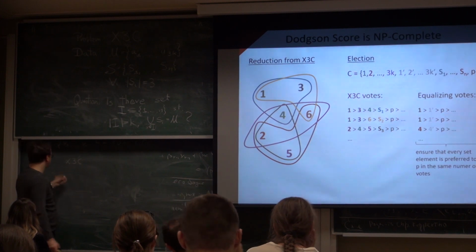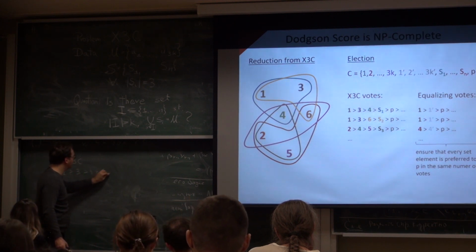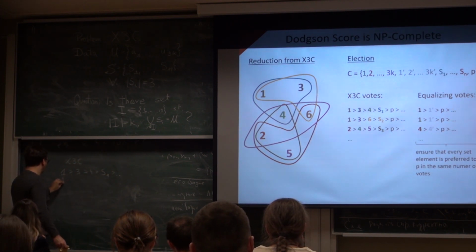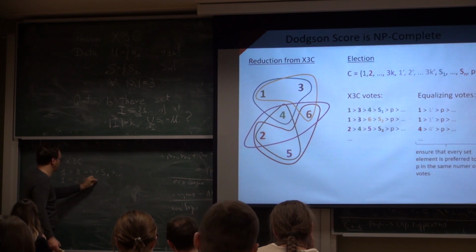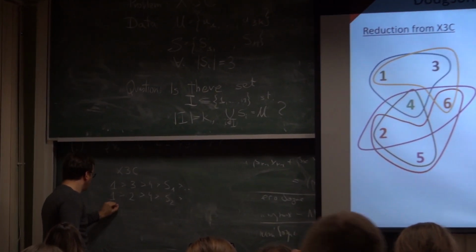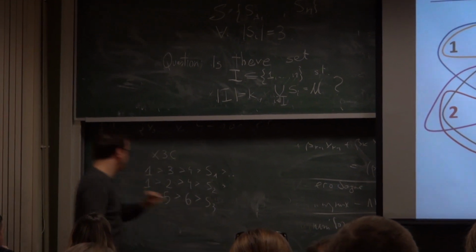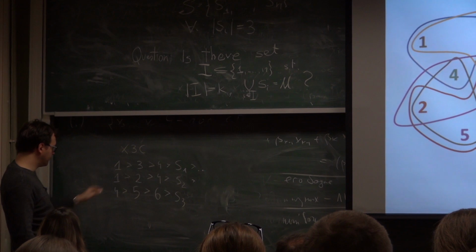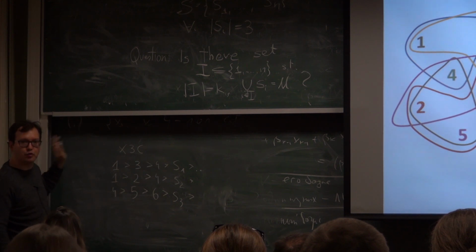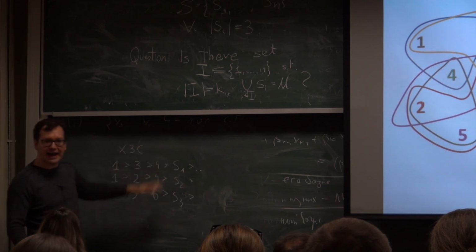Okay, so we have some X3C votes. For example, let's say we have only 1, 2, 3, 4 as S1. Then we can have, for example, 1, 2, 4 as S2. This is another example, not related to what's there. Then we can have maybe 4, 5, 6 as S3. So this actually will be a no instance of X3C, because we have 3 sets, and you cannot choose 2 of them that will together give the full thing, but it doesn't matter. We're doing just an example. So let's say these are our X3C votes.